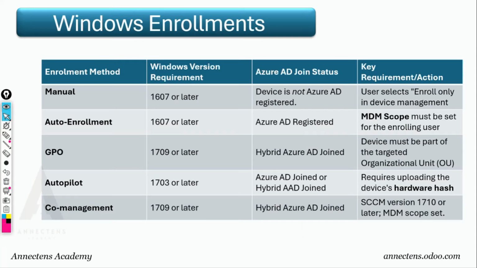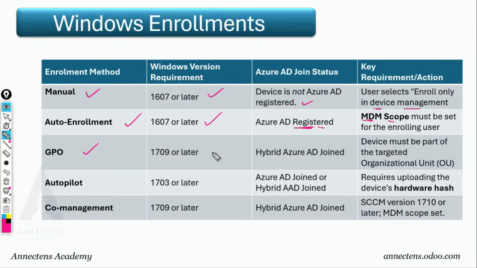Now we'll jump to more details I just have added. So if you are looking at one chart, I just thought of covering. If you're doing a manual enrollment method, we require 1607 or later. Devices are not AD registered. As I said, it will go to device management sort of things, where devices will not be registered. Then we require auto enrollment. In that we require 1607 and later. It will register the device in Entra. Okay, and MDM scope needs to be set for that user.